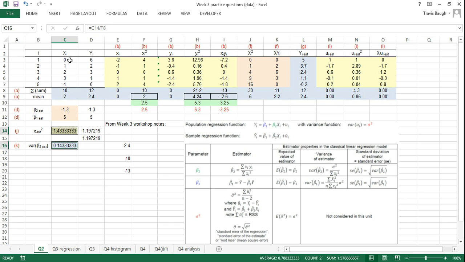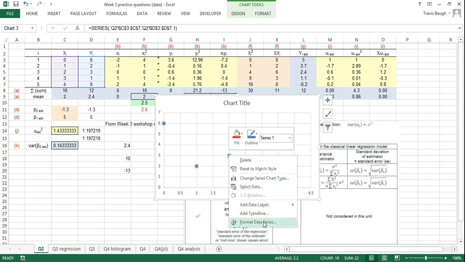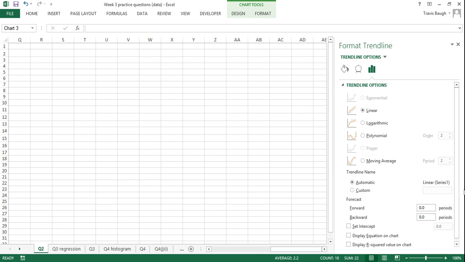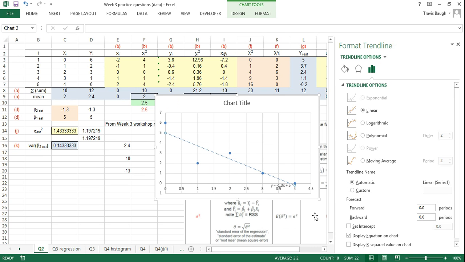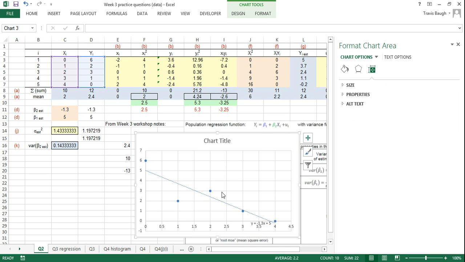Well, let's very quickly do that. Insert XY chart. So you can see this looks to be a downward sloping line, which is why we have the negative slope coefficient. Let's add a regression line to that. Okay, so there it is there, and you can see that its intercept is 5, as we had calculated earlier. I won't bother doing any more tidying up, but this is a very small data set.